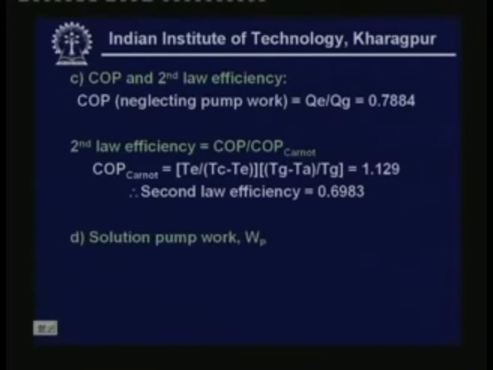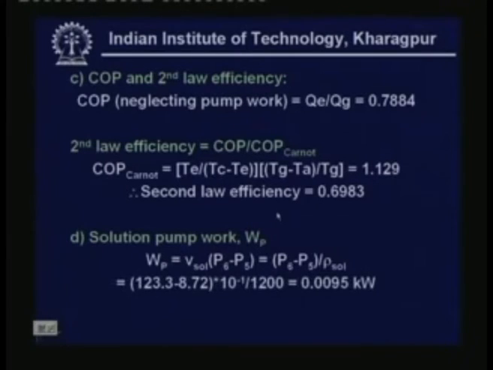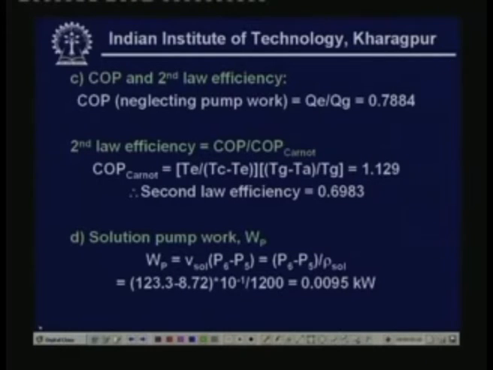Finally, we have been asked to find out the solution pump work. For finding the solution pump work, we assume the solution to be incompressible. So, once you assume the solution to be incompressible, work input to the pump is given by integral VdP. Okay, so integral VdP is v solution into P6 minus P5, that is, P6 minus P5 divided by the density. Density is given as 1200 kg per meter cube. Okay. So, from this expression you can find out the specific work input to the pump. This is in kilojoule per kg. Okay.